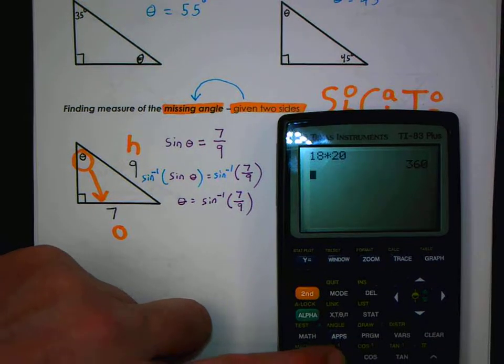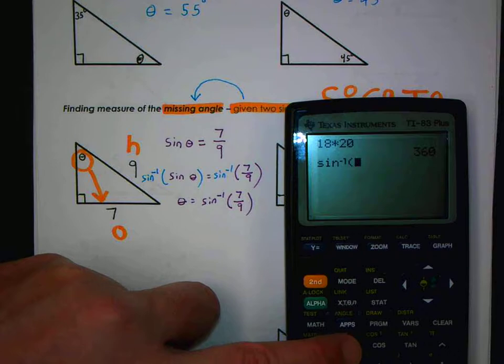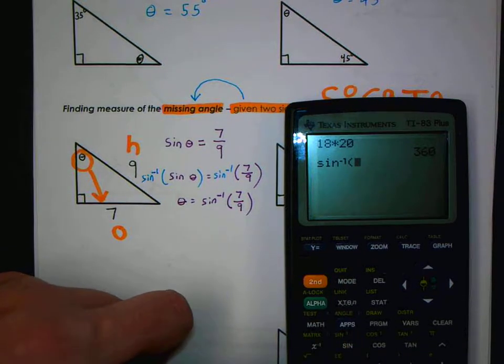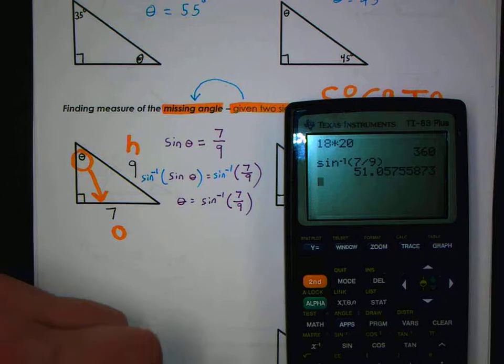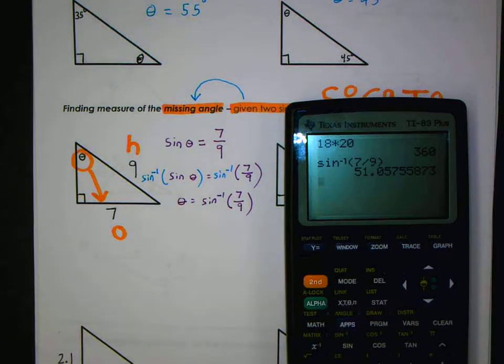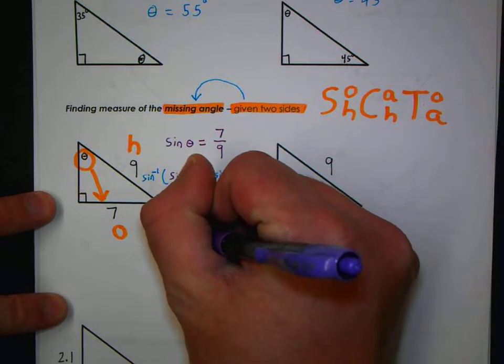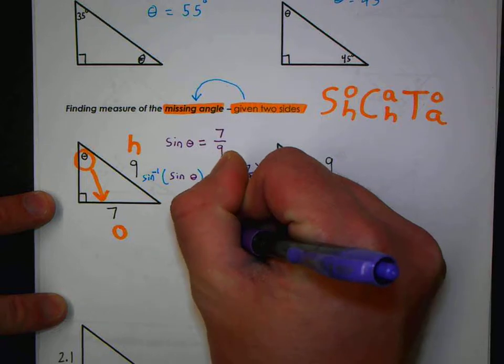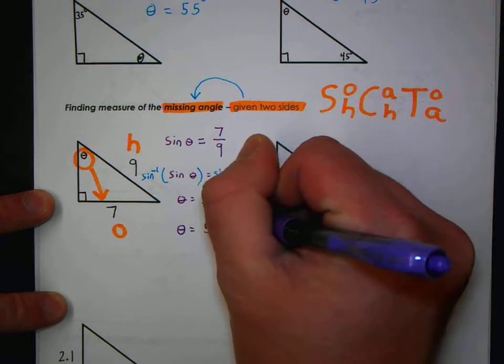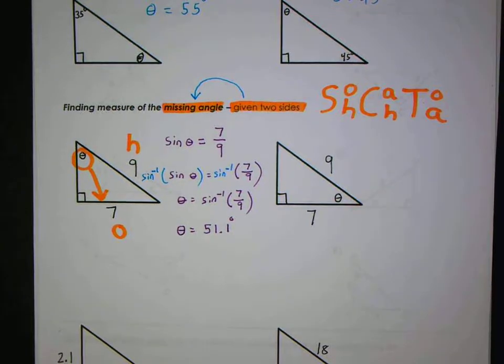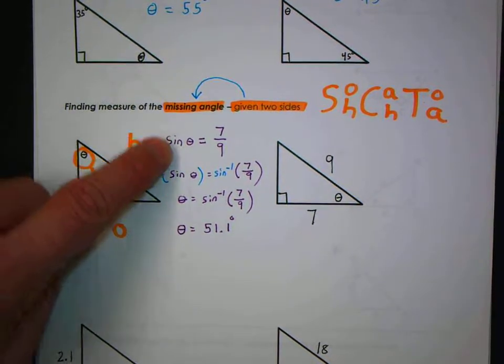I am in degrees. And then sine inverse is the yellow button. See it? Right there. Go hit second, sine inverse of 7/9. And that'll spit out the angle. So that angle is approximately 51. Depending on how they want you to round, I usually do 2 decimal places, but for angles I usually just do 1. So I'm going to say 51.1 degrees.